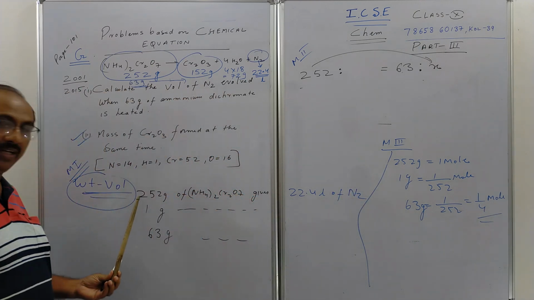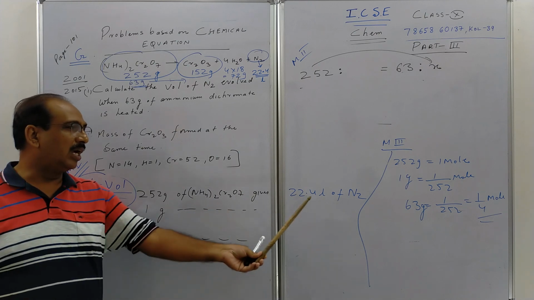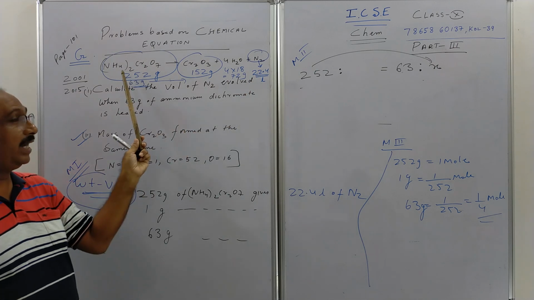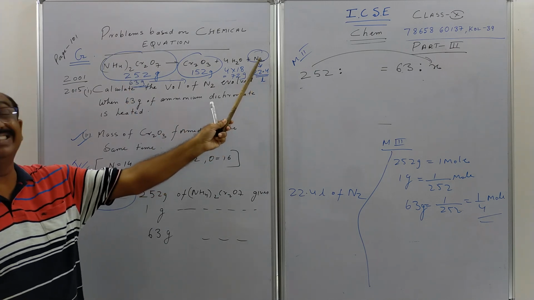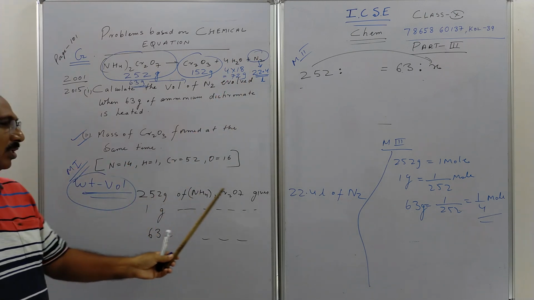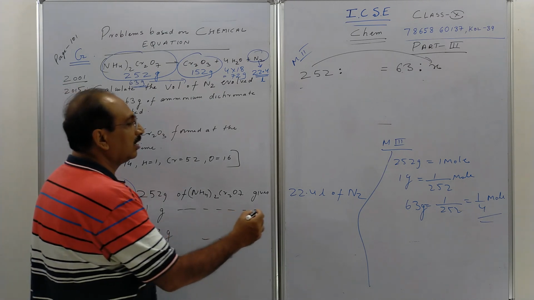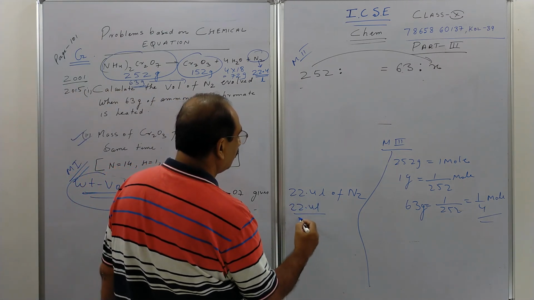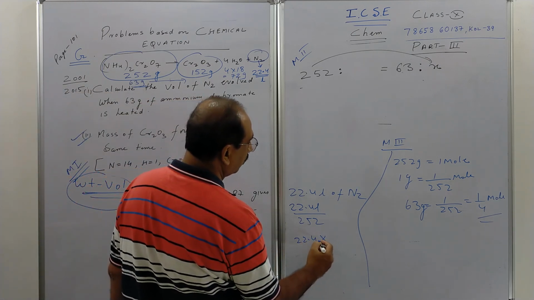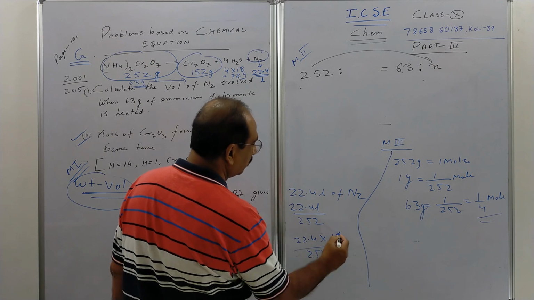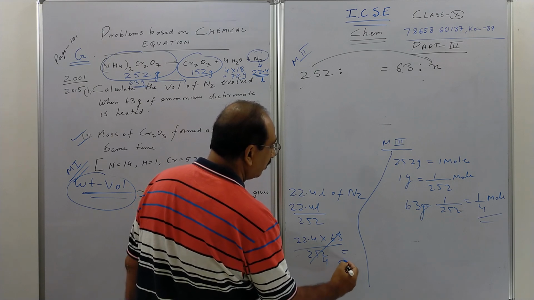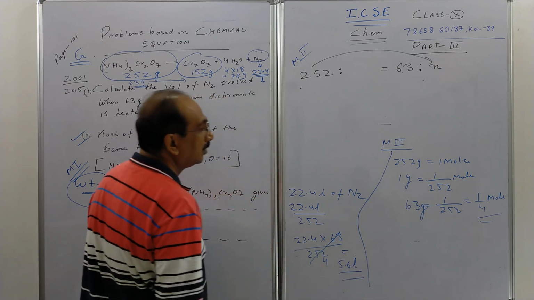This is called, children, weight on one side, 252 gram, and volume on the other side. So we don't take 28 gram. Weight volume relationship, since this is a gas, you need a gaseous product. So 252 gram gives you 22.4 liter. 1 gram will give you 22.4 by 252. So 63 will give you 22.4 into 63 by 252. This is 1/4, and 1/4 of 22.4 liter is half of 11.2, which is 5.6 liter. This is the first method.